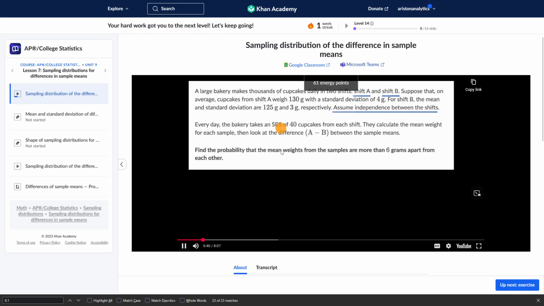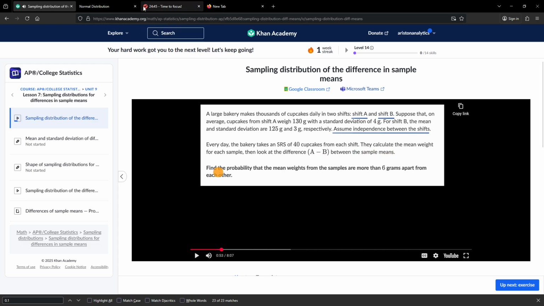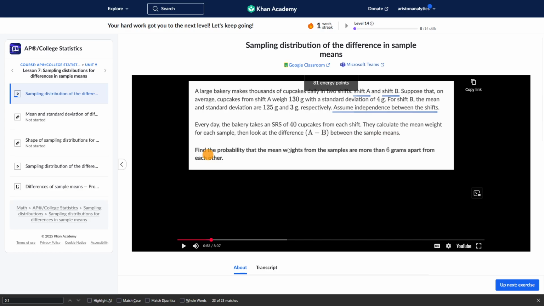Okay, let's finish this off. A simple random sample of 40 cupcakes from each shift. Calculate the mean weight for each sample, then look at the difference, A minus B, between the sample means. So first thing, establish independence. Are they normally distributed? And then you get the mean and the standard deviation of the difference distribution. Find the probability that the mean weights from the samples are more than 6 grams apart from each other. And then it says find the area under the curve.